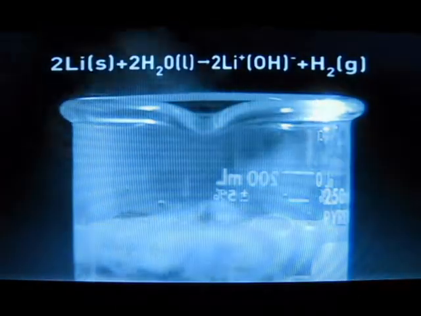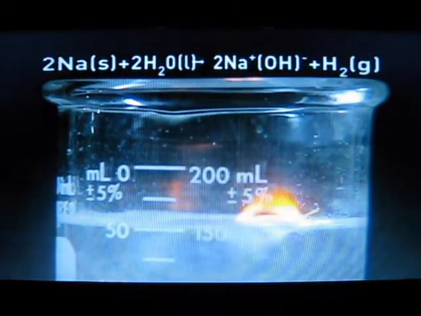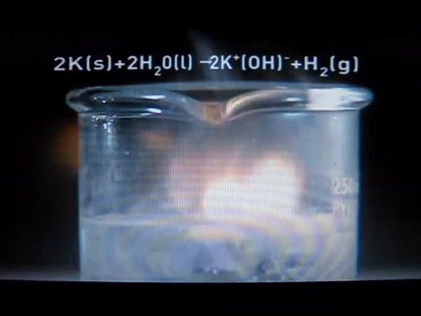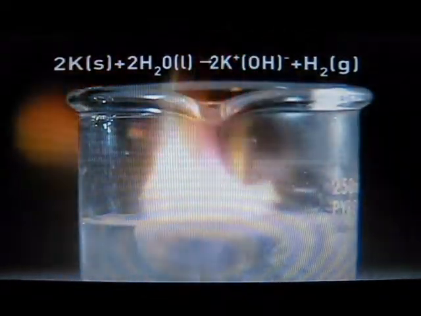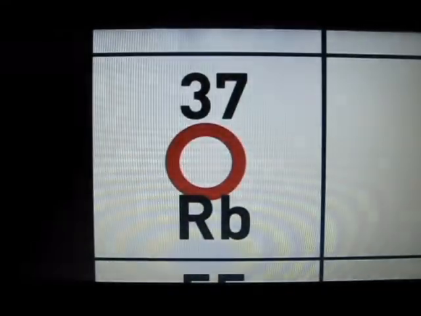Lithium reacts steadily with water. See the bubbles of hydrogen gas. Sodium reacts more violently. Notice the orange flame. Potassium ignites on contact with a violet flame. Looking at rubidium below potassium on the table, we would expect it to react even more violently, and it does.